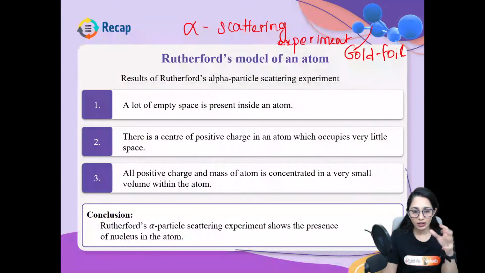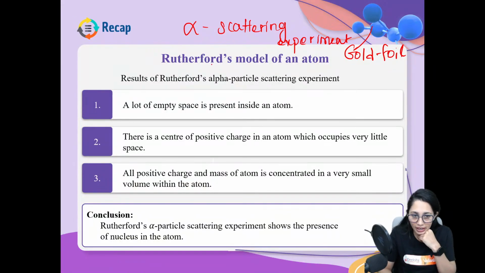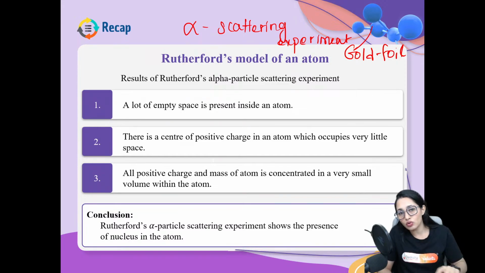But what is the disadvantage of the Rutherford model of an atom? It could not explain the stability of an atom. Whenever a charged particle undergoes acceleration, it would lose energy. When it loses energy, it would eventually fall into the nucleus, which makes an atom very unstable. Nothing would exist if Rutherford's model of an atom was true.